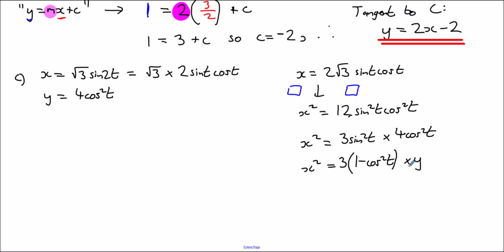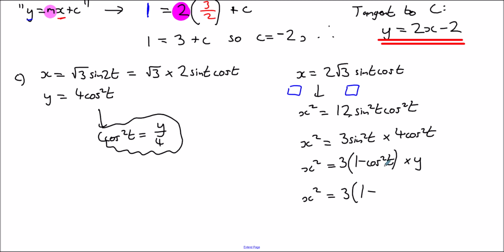So then we're nearly done. So then we've got x squared, and then 1 minus cos squared t. Well, what is this going to be? Well, cos squared t, if I just draw a line here, I can make cos squared the subject. Cos squared of t is just simply y divided by 4, just dividing both sides of this by 4. So then I have x squared equals 3 in brackets 1 minus cos squared t. So that's going to be 1 minus y over 4 multiplied by y. So now we can write this in a slightly neater form.